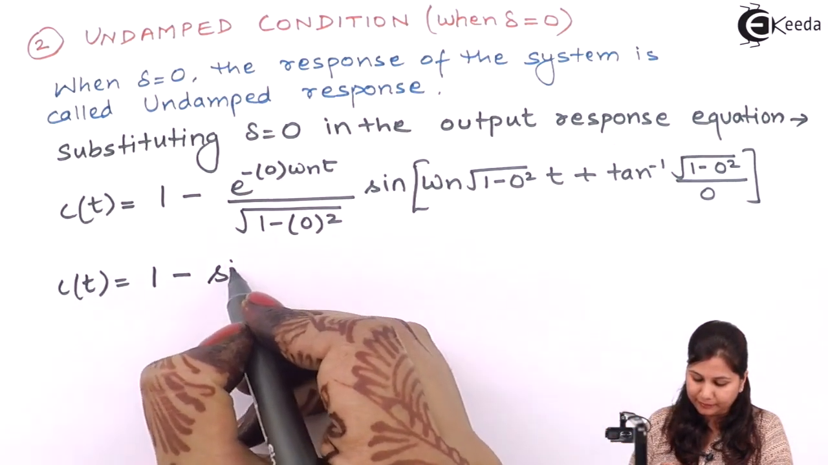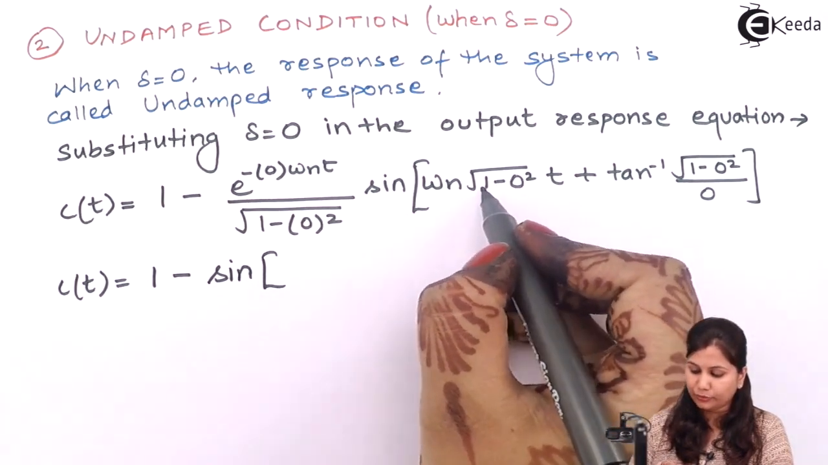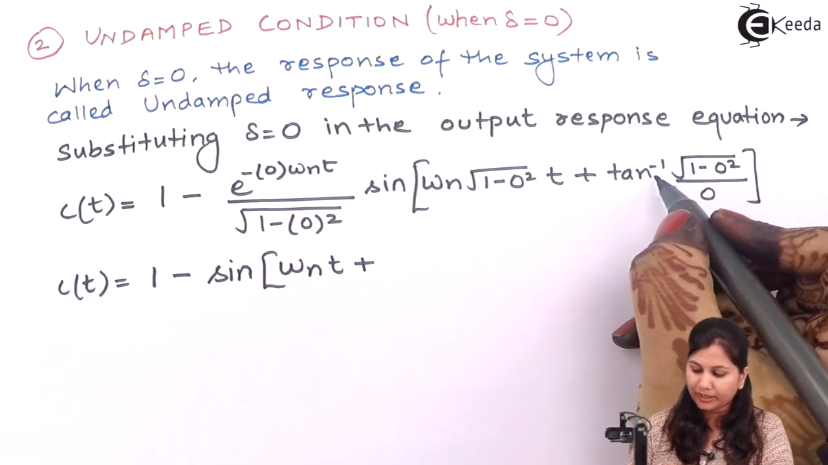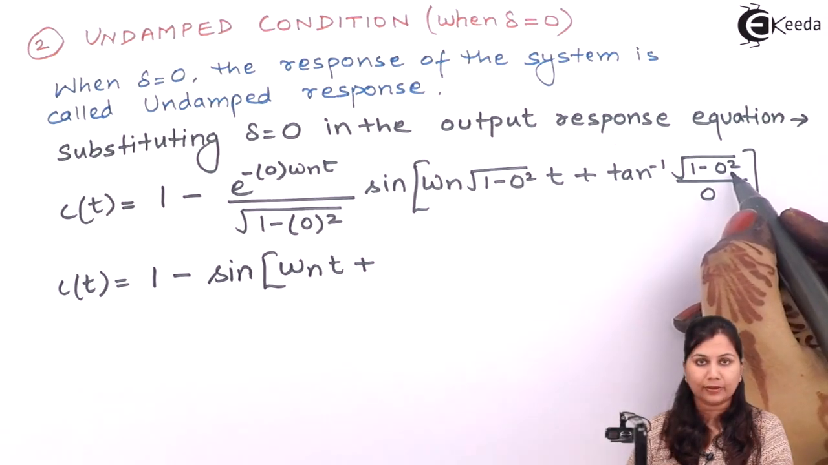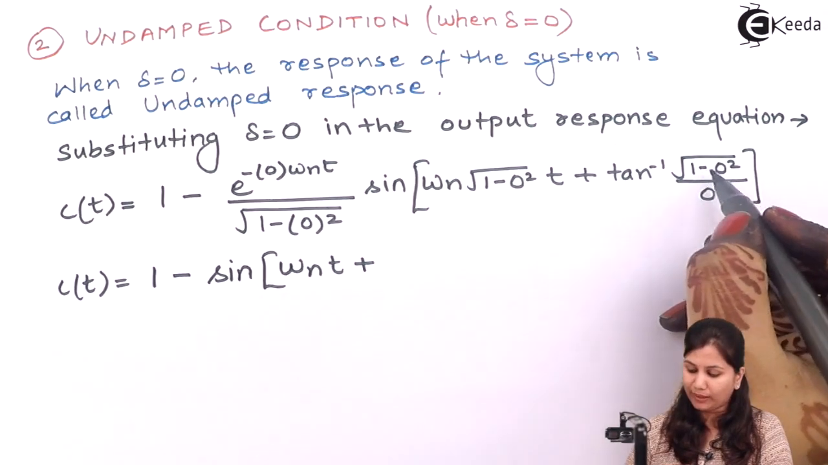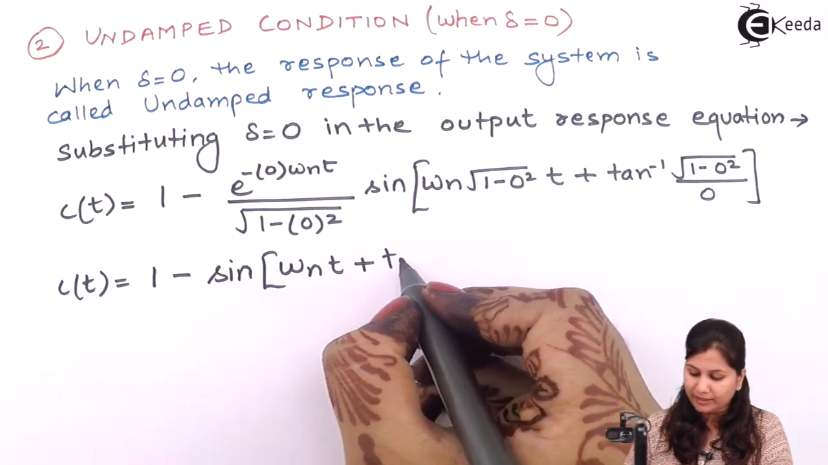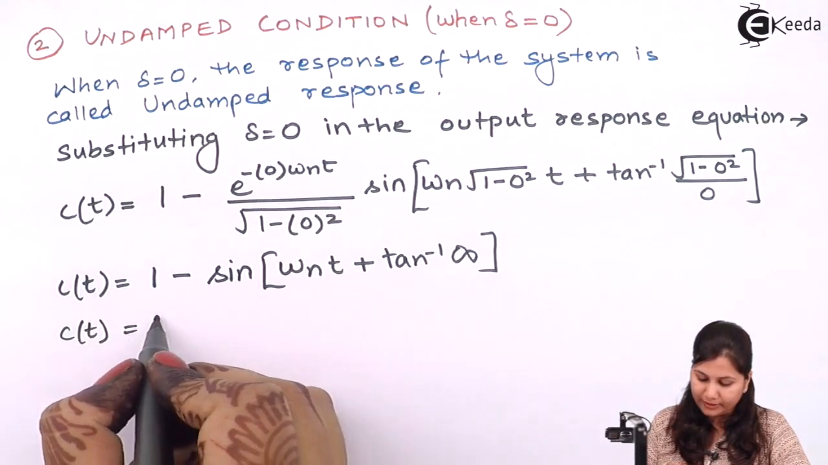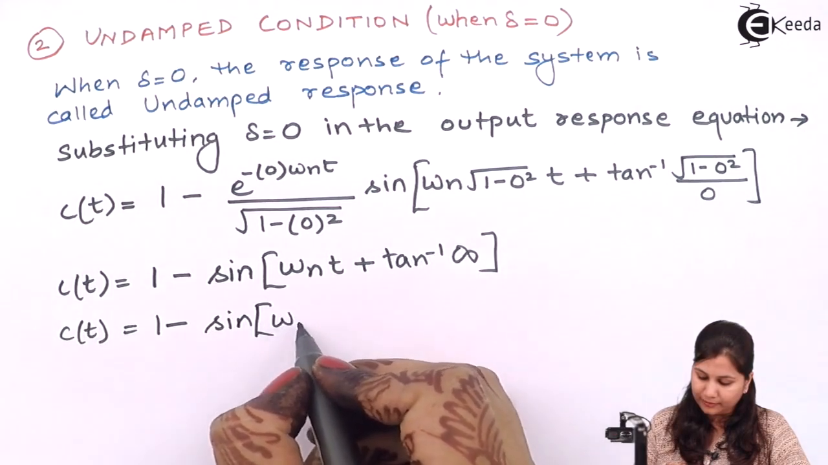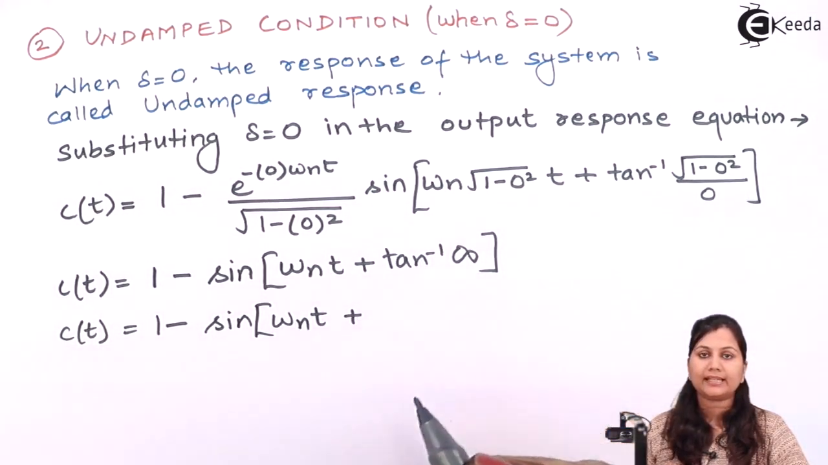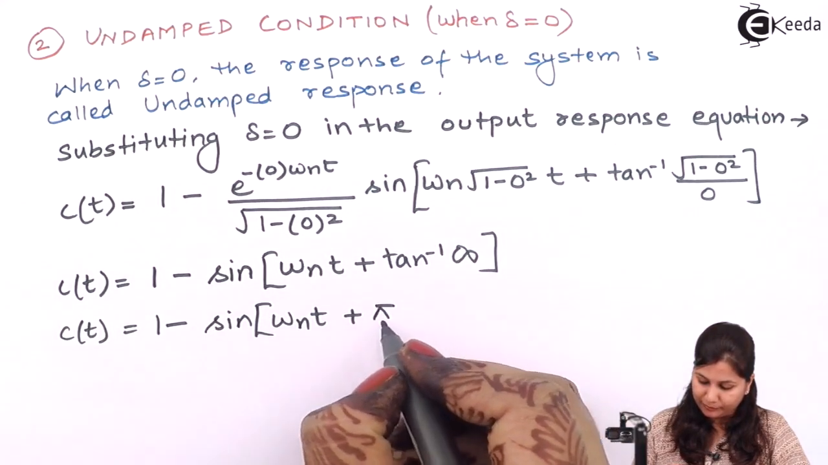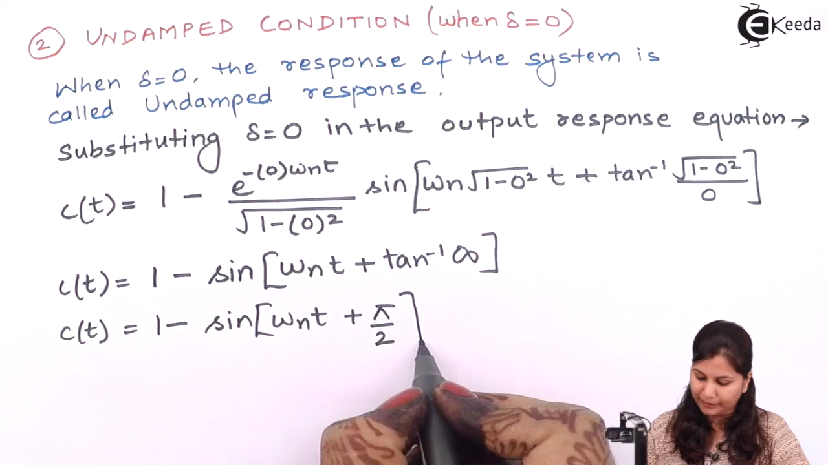Now we have sine omega n, this under root, its value will become 1, so it will be sine omega n t plus, here we were having tan inverse of under root of 1 minus 0. So the value of this under root will be 1, and 1 upon 0 will become infinity. So it will be tan inverse infinity. Tan inverse infinity is equal to pi by 2, because tan 90 degrees, that is tan pi by 2, is equal to infinity. So here we will put the value of tan inverse infinity as pi by 2.